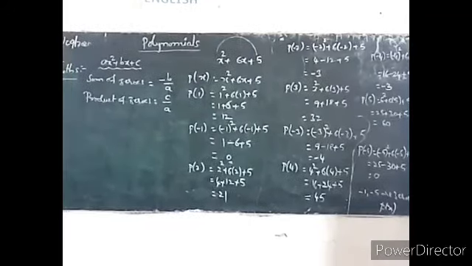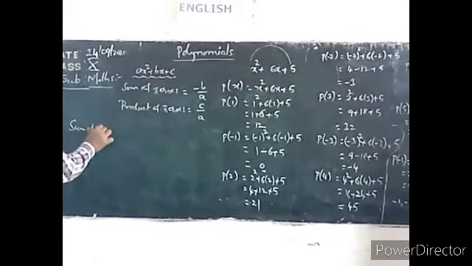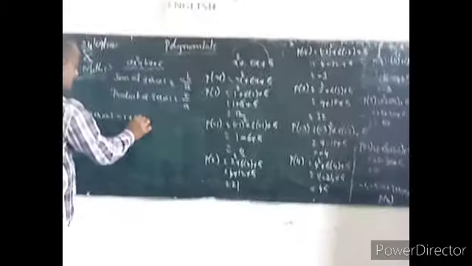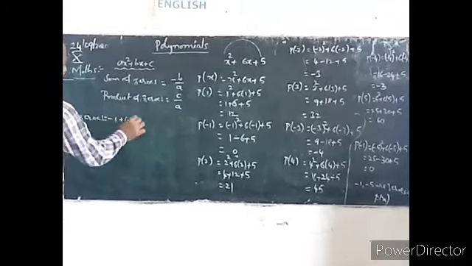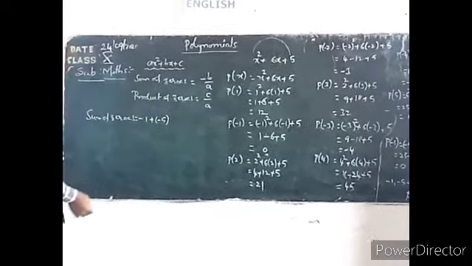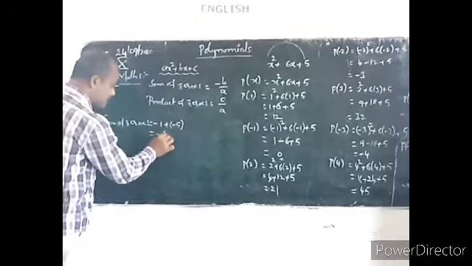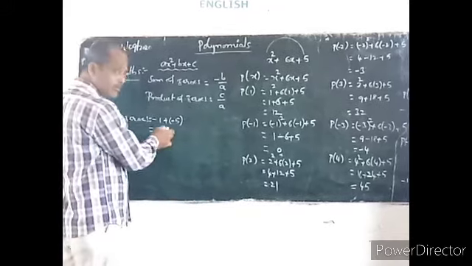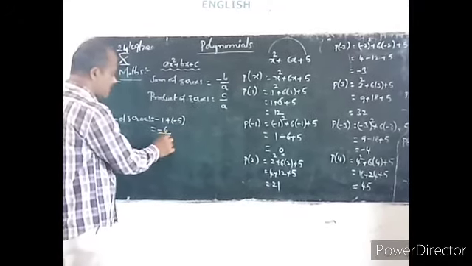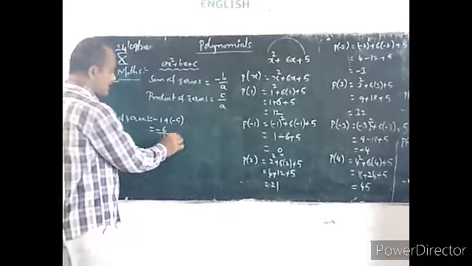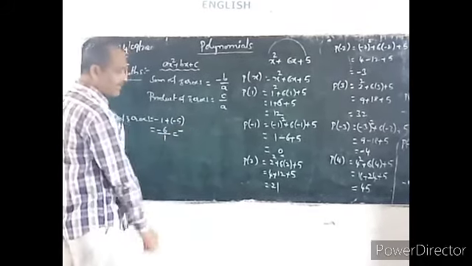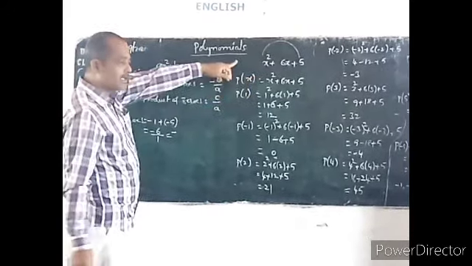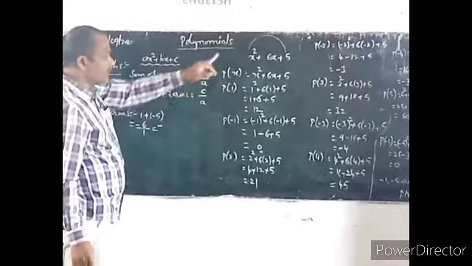Sum of zeros, this one only. Minus 1 plus minus 5. How much? Minus 1 minus 5 is minus 6. 6 by 1 is not mentioned, but whether you mention it or not, by 1 exists. It can be written as minus of... why? Because in the given expression it is plus 6x. 6 is the coefficient of x.